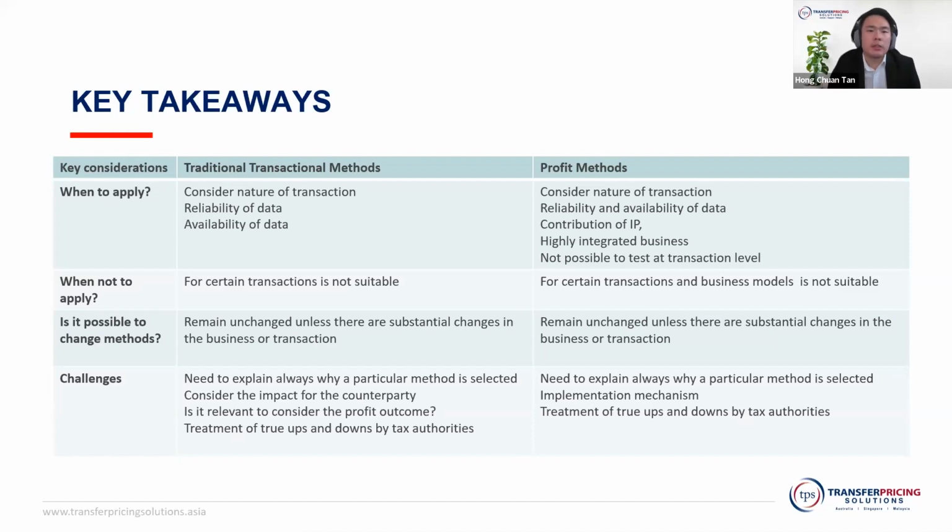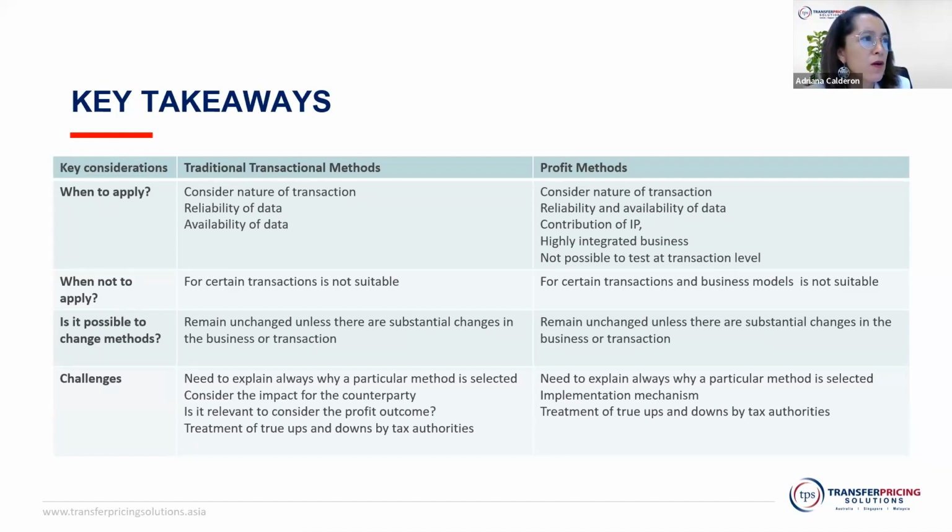And then lastly, you have challenges where, as we mentioned earlier, CUP may have its own challenges, such as high comparability requirements. Then we have to look at the impact on the other party in the particular transaction or related party, and whether we should be looking at profit outcome as well. And lastly, as Adrian mentioned just now, the treatment of these true ups and true downs by respective tax authorities needs to be looked at and reassessed.